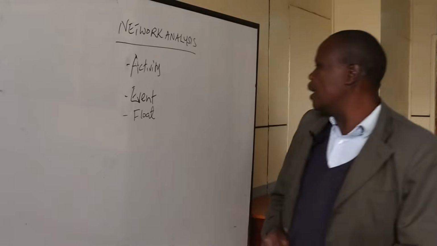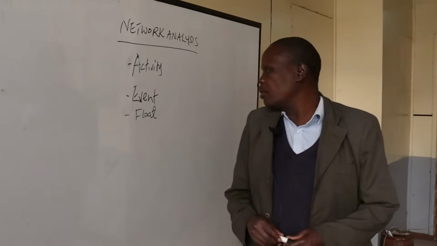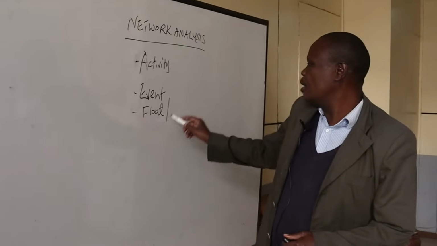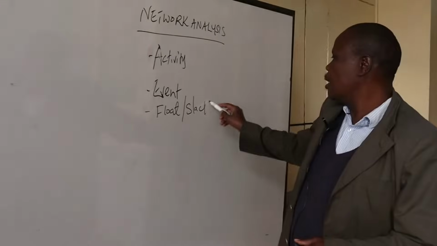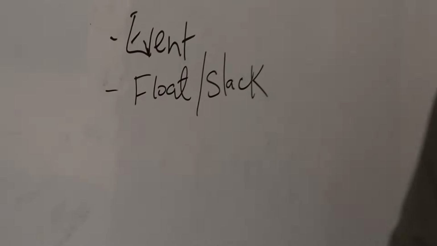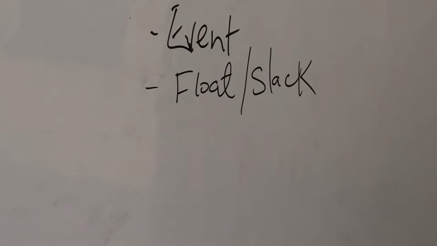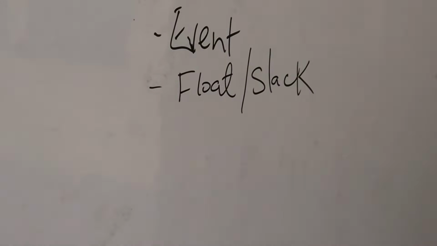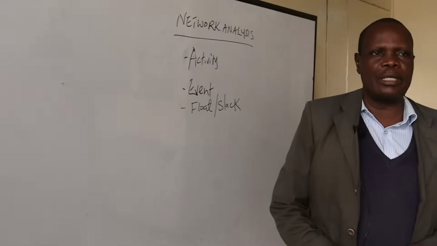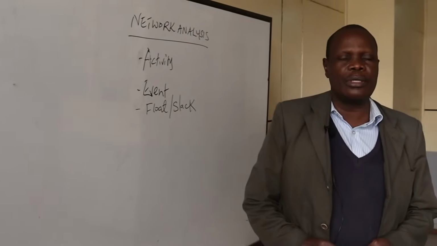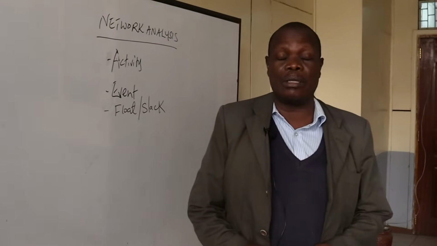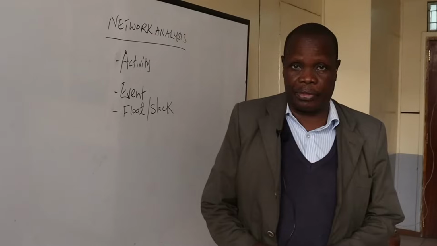Then the next, which is almost similar to float, is slack, but there is a difference. Slack is a spare time taken by events. The other one was an activity. Slack is a spare time taken by events which do not exist along the critical path.